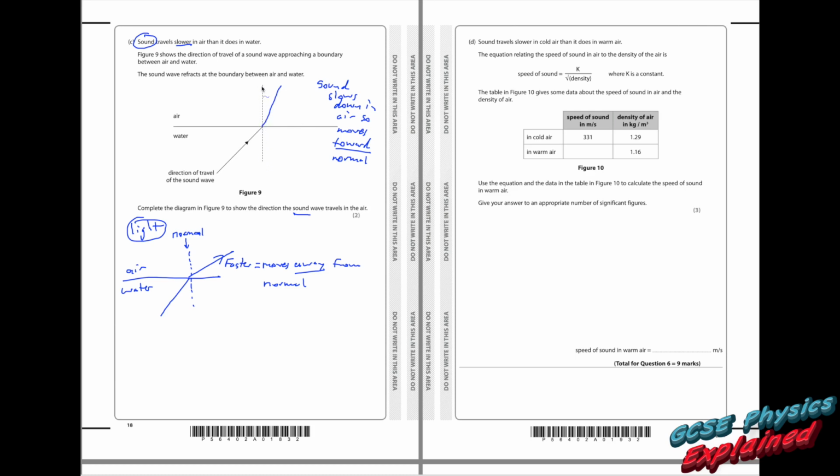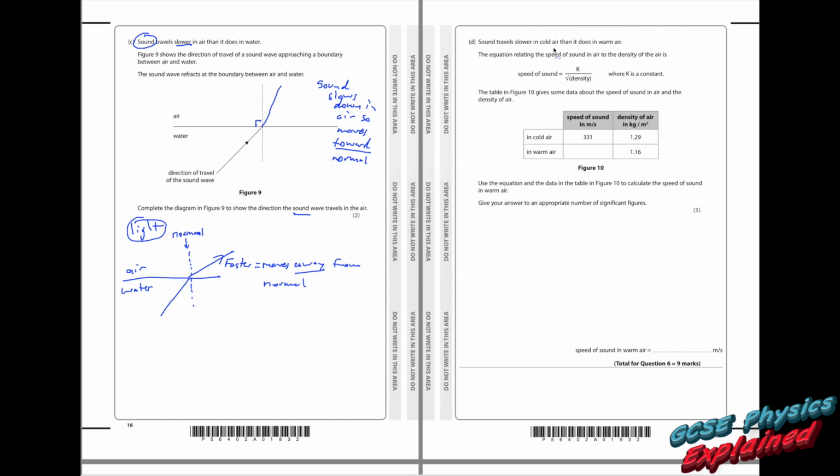The normal is just an imaginary line that we draw at 90 degrees to the boundary. It helps us to draw our diagram. It's called a construction line. Construction means build.